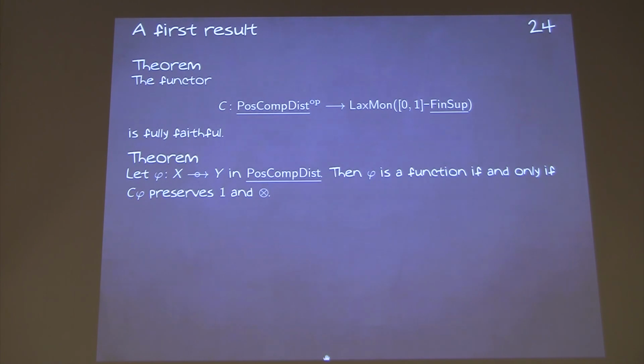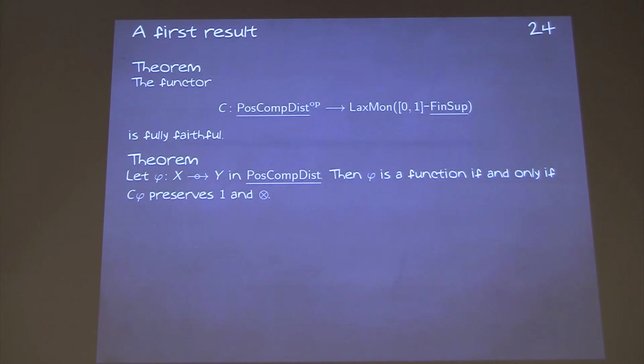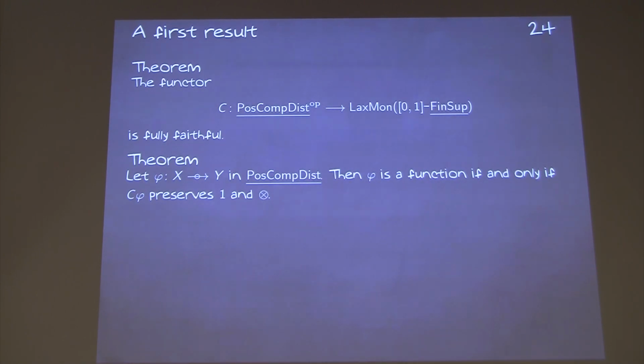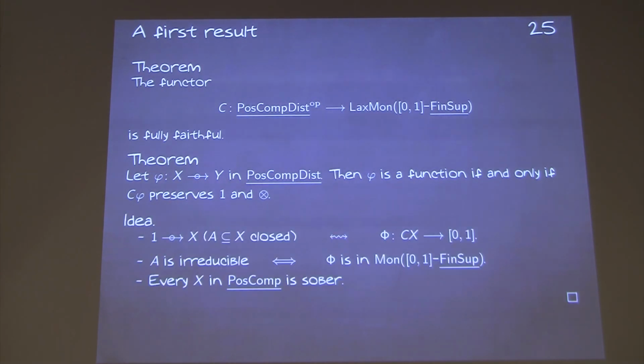A relation here, or a distributor here, is actually a function precisely on the right-hand side. I think I didn't mention we take here as morphisms not the morphisms which preserve the monoid structures, but which only lax preserve it. So there's an inequality. But functions on this side correspond then precisely to the morphisms which preserve the monoid structure.